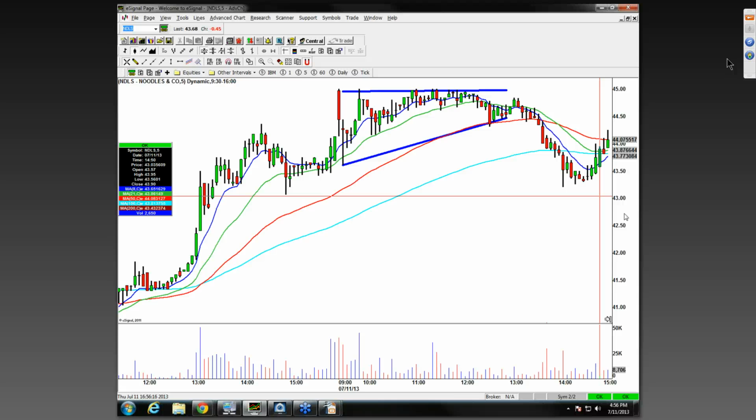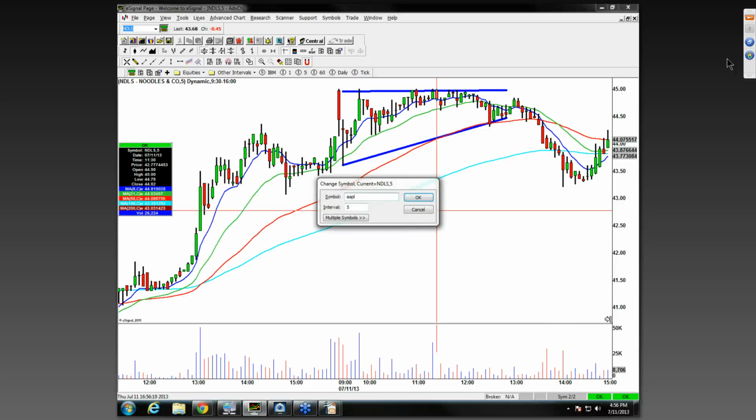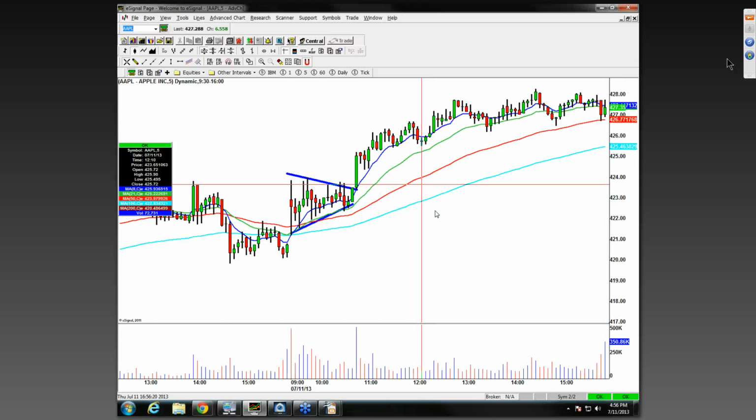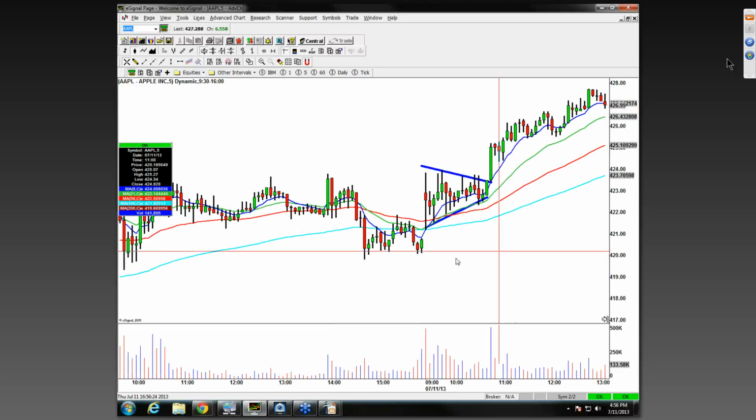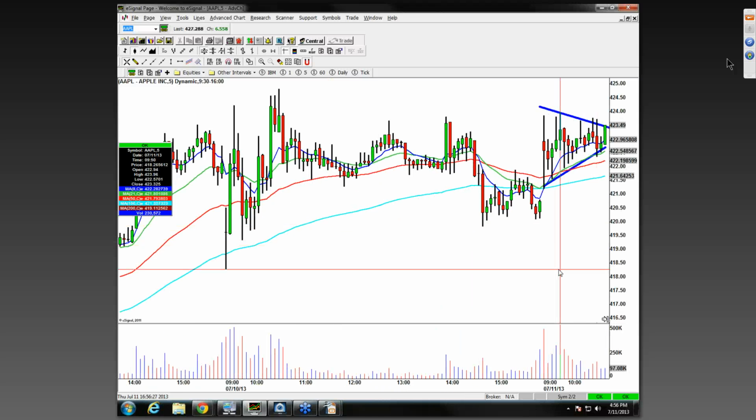Pull up Apple today real quick, Steve. And Apple was a very, very good wedge this morning, okay? This is a symmetrical wedge. As you can see, Apple had its opening range. It was getting tighter and tighter. I very rarely trade Apple. I didn't even touch it today.